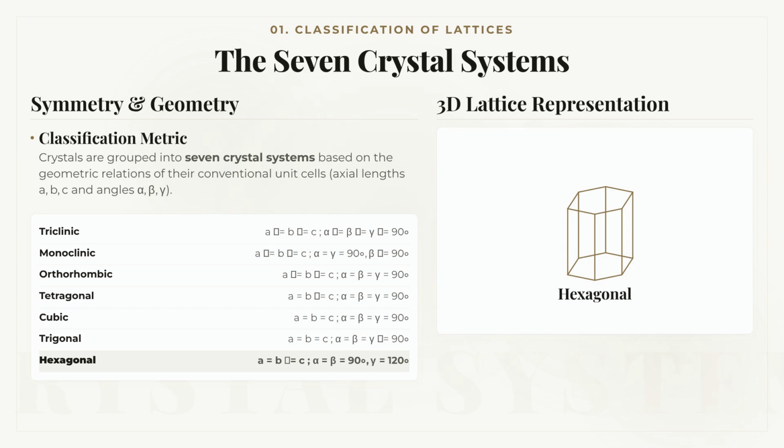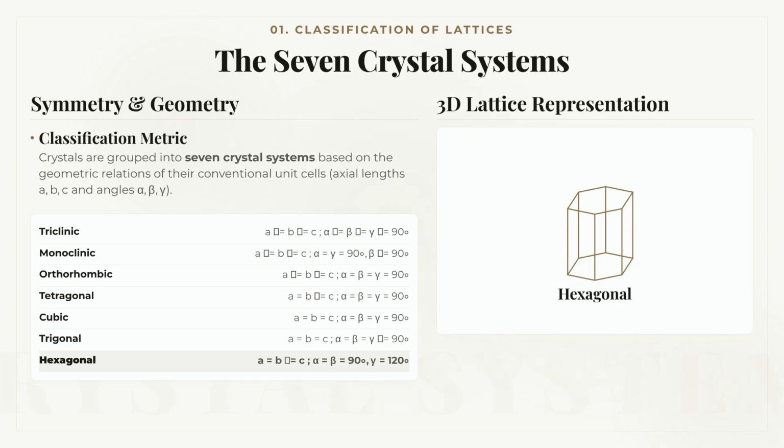The seventh and final system is the hexagonal crystal system. In this system, 2 edges are equal, and the third is different. The angles alpha and beta are 90 degrees, while gamma is equal to 120 degrees. Therefore, a equals b, but not equal to c. Alpha equals beta equals 90 degrees, and gamma equals 120 degrees. These 7 crystal systems provide the basic framework for understanding all crystalline materials.